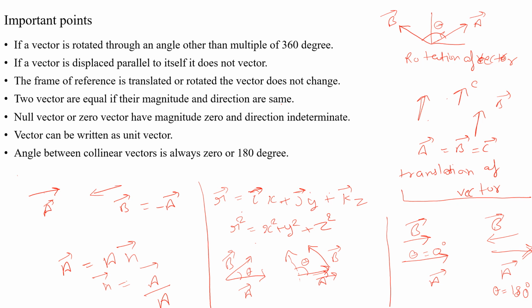Now we discuss some important points in vectors. First, if a vector is rotated through an angle other than a multiple of 2 pi, it changes. Second, if a vector is displaced parallel to itself, it does not change. Here we see A vector, B vector and C vector. These are all equal. This is the translation of a vector parallel to itself.